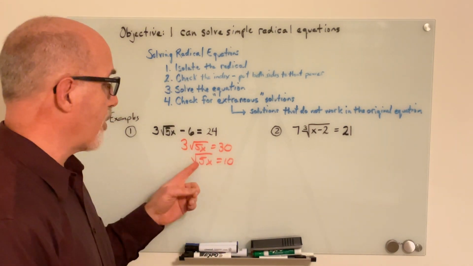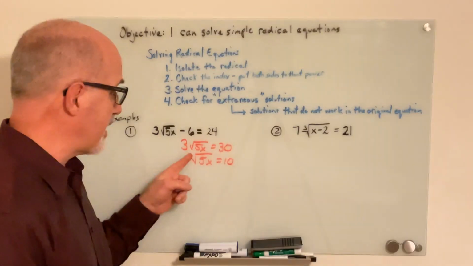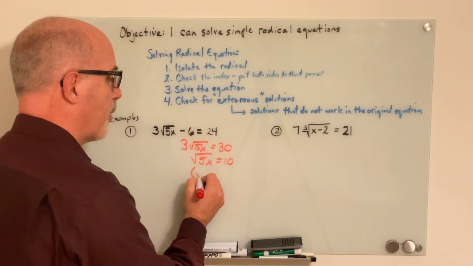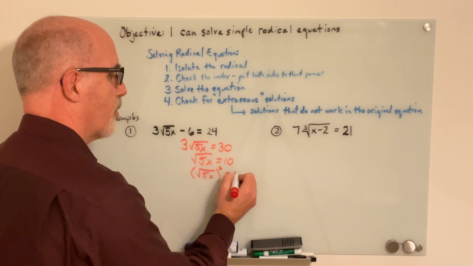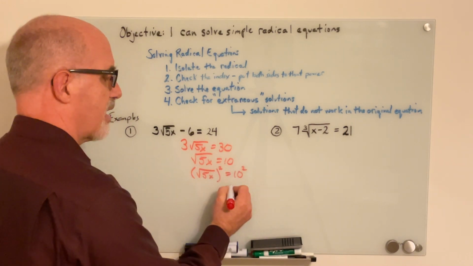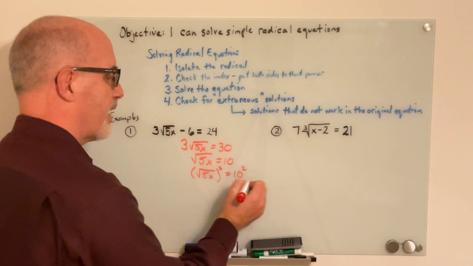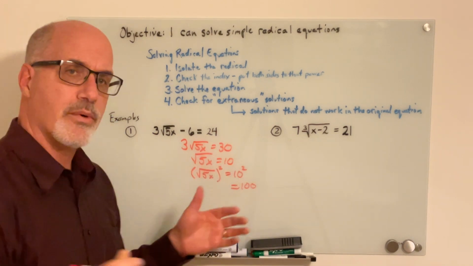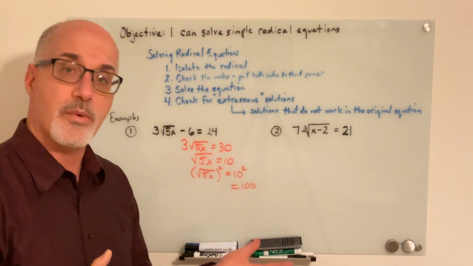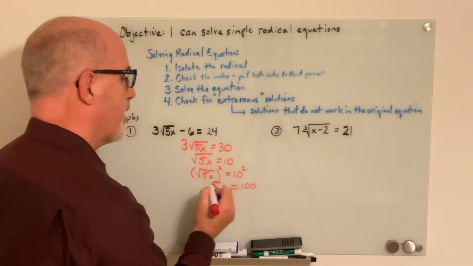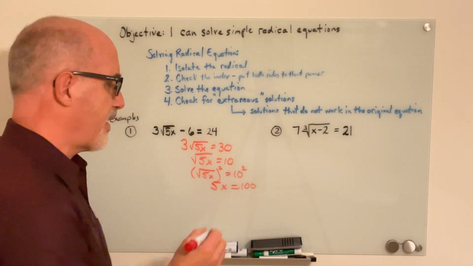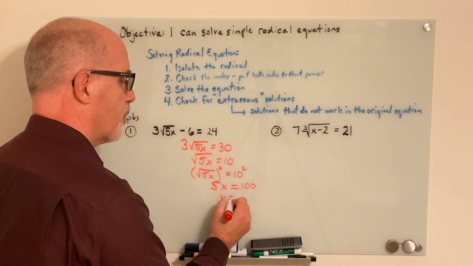Now I'm going to get rid of the radical, because that's an index of 2, by putting both sides to the second power. So on this side it will be 100. Over here, that square and that square root will undo each other, leaving you with just the radicand, what's underneath. So 5x equals 100. Now you divide both sides by 5, and you get x equal to 20.